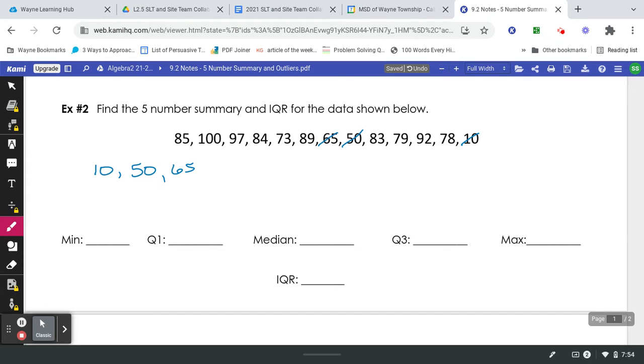Into the 70s. I see a 73, 78, 79, 83, 84, 85, 89, 92, 97, and finally 100.